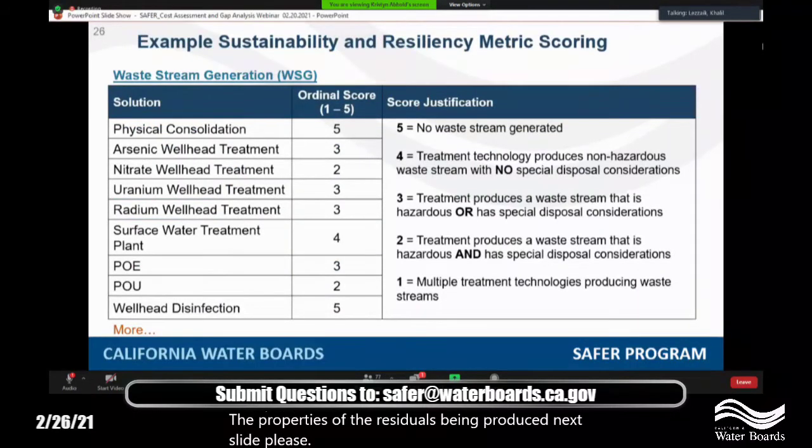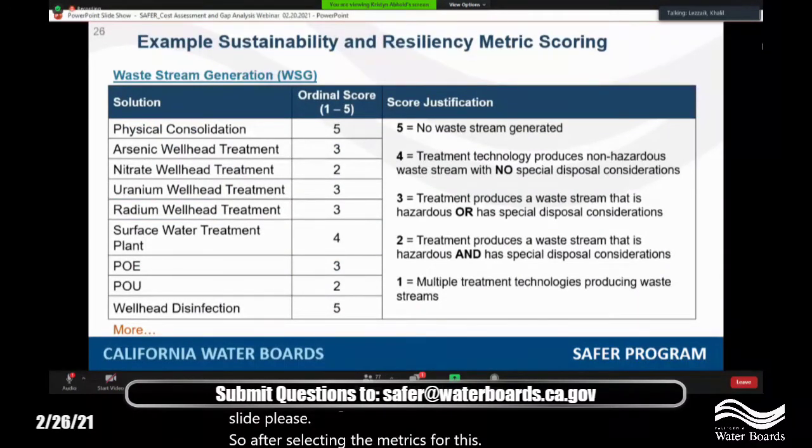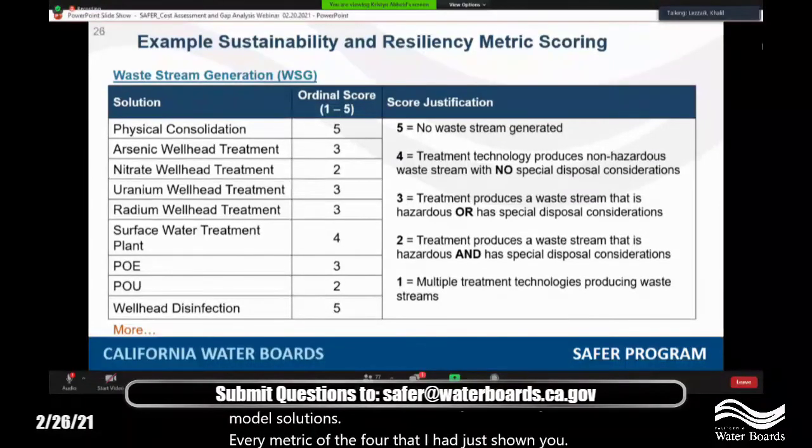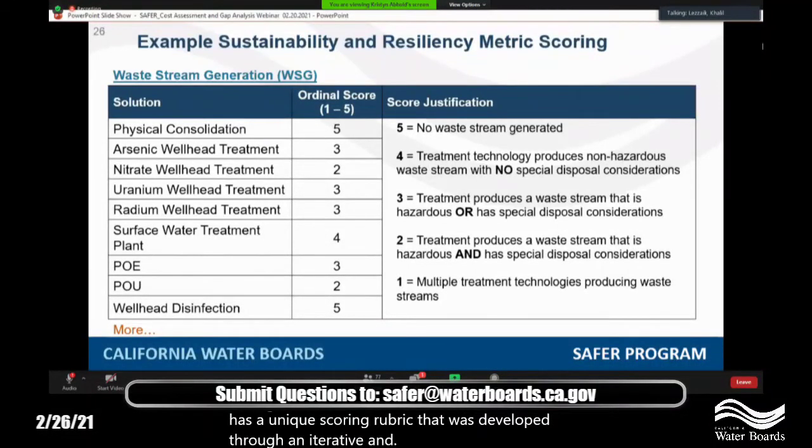So after selecting the metrics for the assessment, the next major methodological step was to develop metric-specific scoring rubrics, such as the one that you're seeing in front of you, that would be used to assign scores to potential modeled solutions. Every metric of the 4 that I had just shown you has a unique scoring rubric that was developed through an iterative and consultative process between the different water professionals and the project teams involved in this effort. These scoring rubrics were developed not only to assign the scores to the modeled solutions, but also to justify those score assignments as informed by the technical expertise and judgment of those involved in developing them.